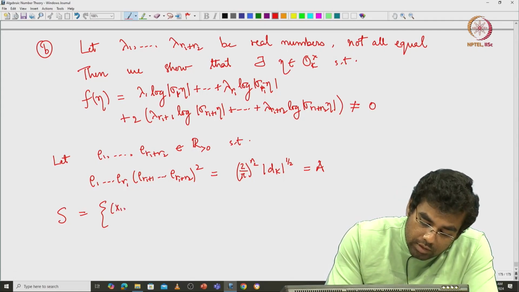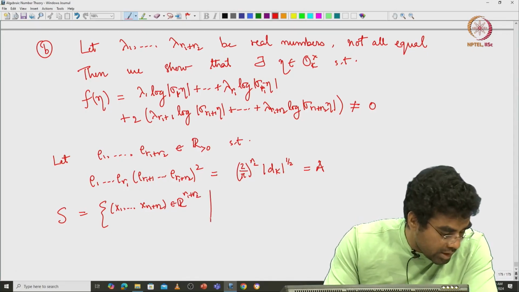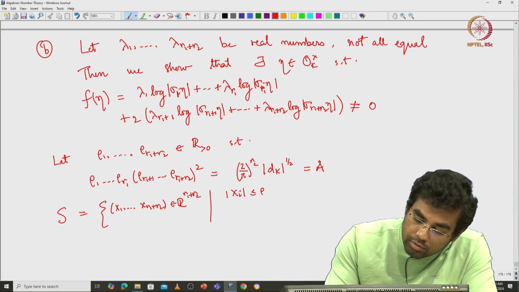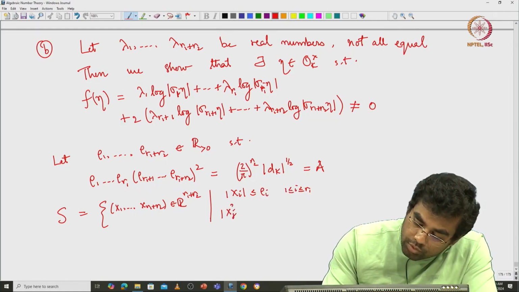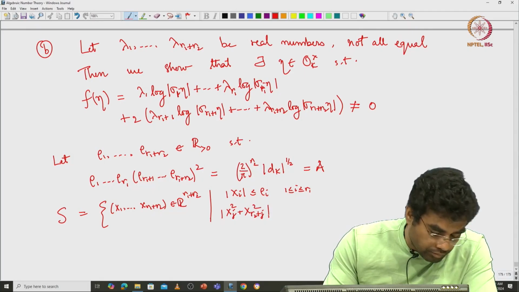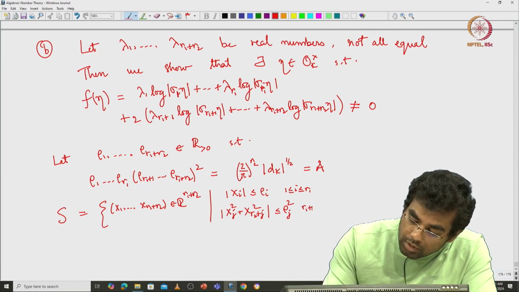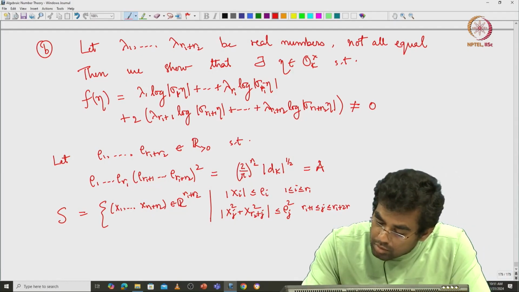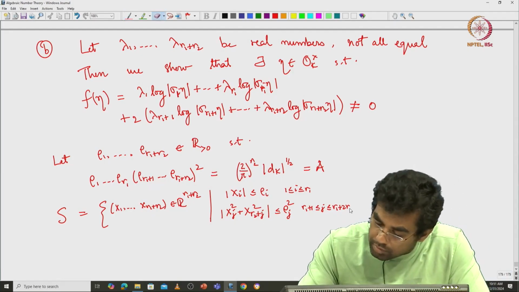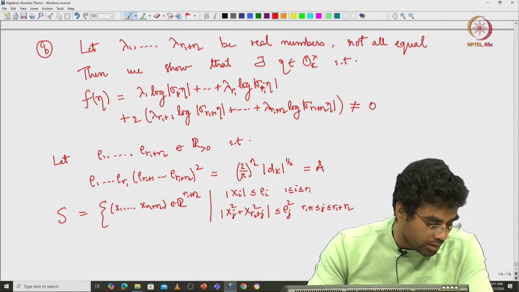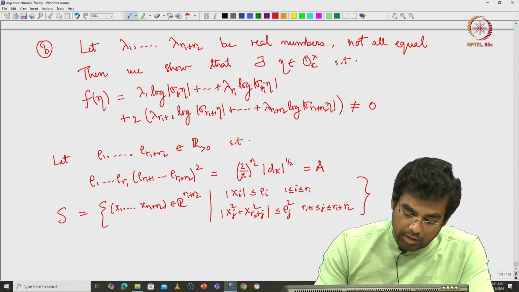So, these are all x1 up to x_{r1+r2} in R^{r1+r2} such that mod of xi is less than or equal to rho i for i between 1 and r1, and mod of xj squared plus x_{r2+j} squared is less than or equal to rho j squared for r1 plus 1 less than or equal to j less than or equal to r1 plus r2, not 2r2, sorry, r1 plus r2. Okay. So, that is how I define S.